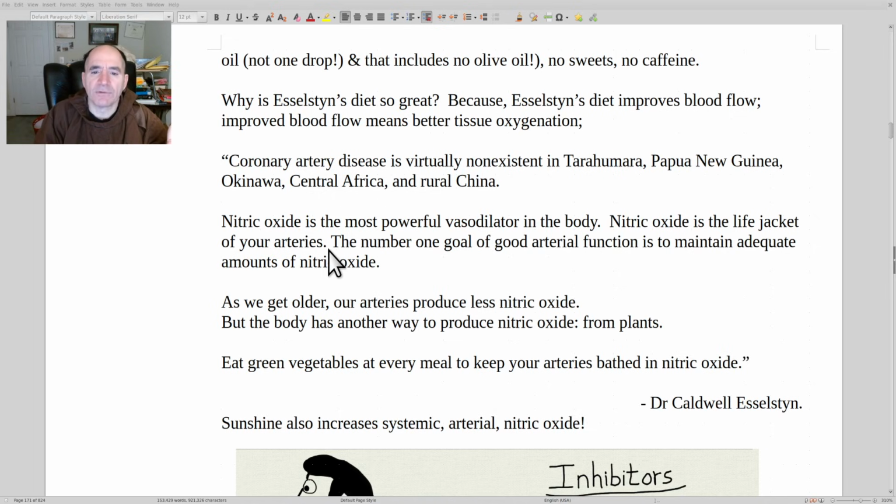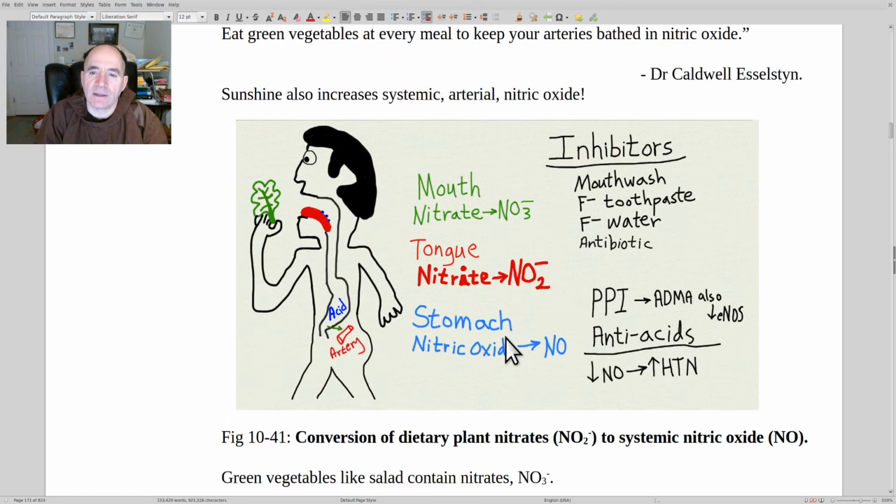Nitric oxide is the most powerful vasodilator in the human body. He calls it the life jacket of the arteries. And the number one goal of good arterial function is to maintain adequate amounts of nitric oxide. So this is all a big Esselstyn quote. And as we get older, our arteries produce less nitric oxide, but the body has another way to produce nitric oxide from plants. So when you eat the nitrates in the plants, it gets converted into nitric oxide. And you want to keep your arteries bathed in nitric oxide, is what Esselstyn says. So he's putting a big emphasis on how to increase systemic nitric oxide. And when arteries are dilated, blood pressure will decrease, so you treat your blood pressure.